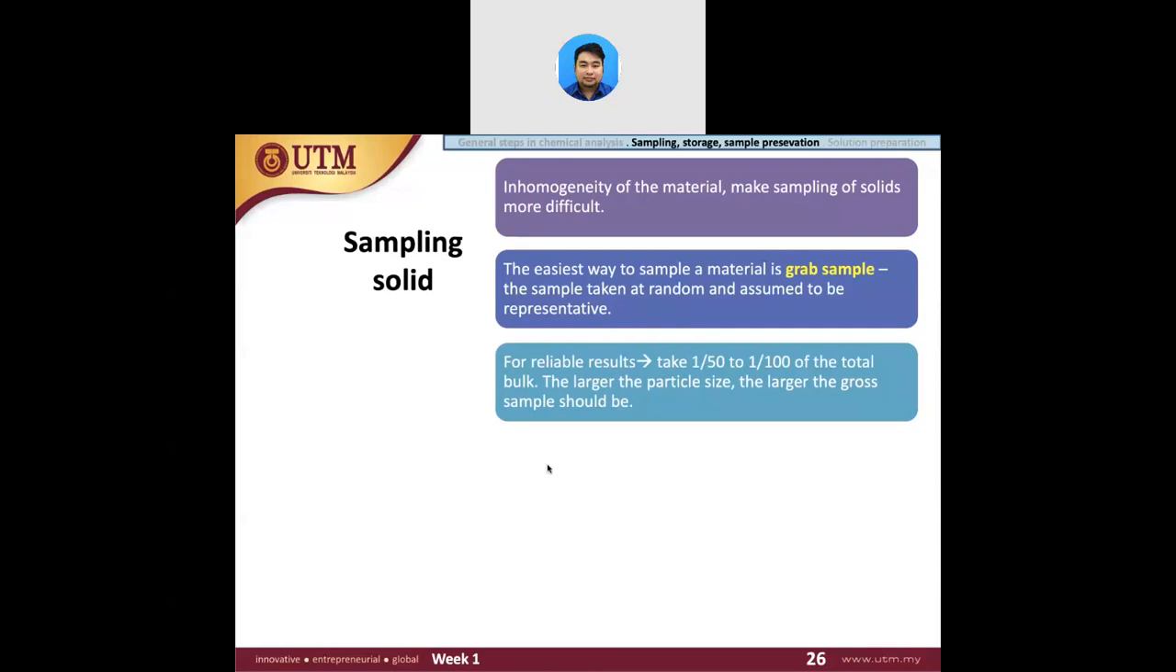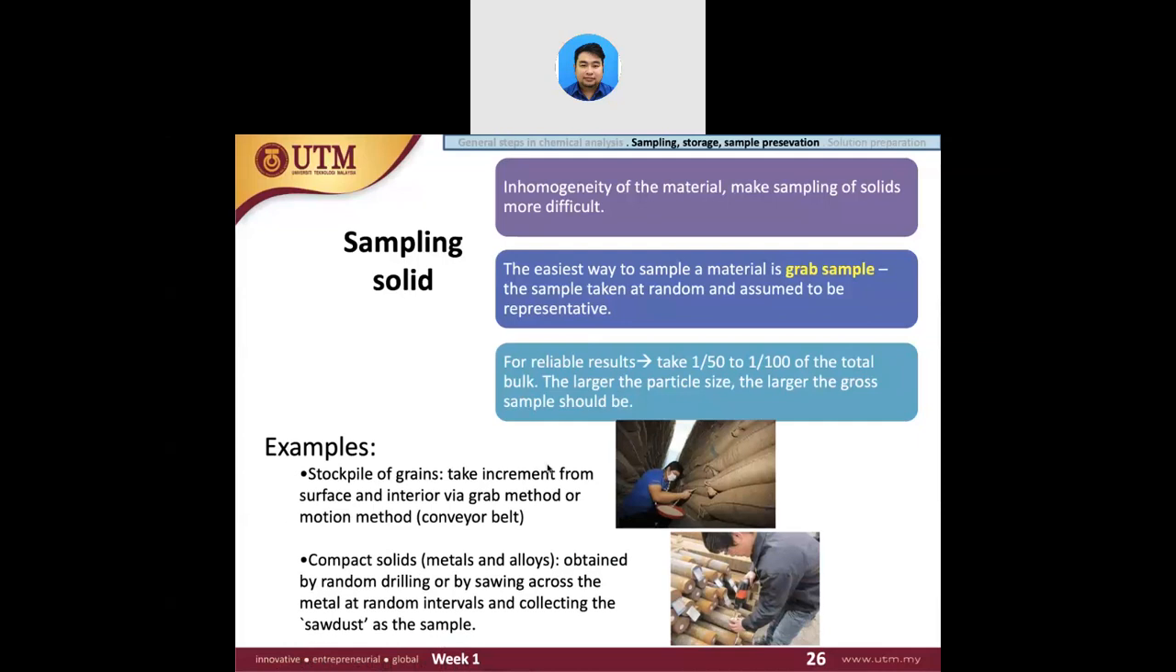Okay, so example kat sini kalau kita tengok the stockpile of grains. Ni adalah stockpile of grains. Take increments from the surface and the interior via grab method or motion method, conveyor belt. Okay, so basically this is not that very important, but the important thing is that when you are sampling solid, you get about 1 over 50 or 1 over 100 of the total bulk.